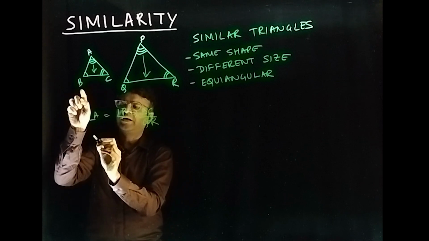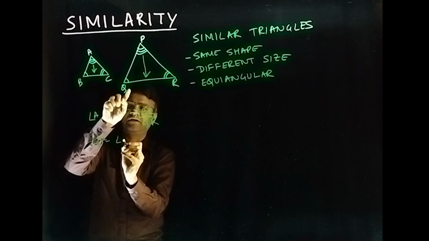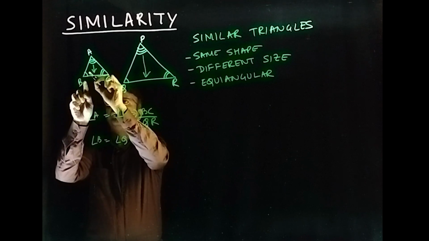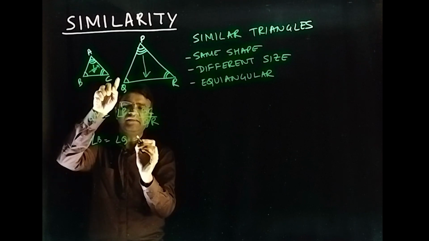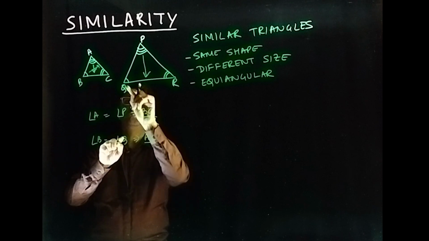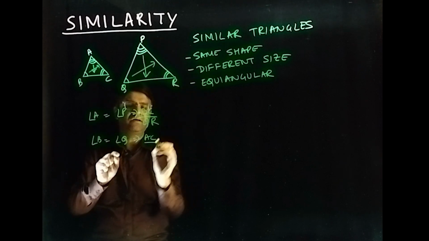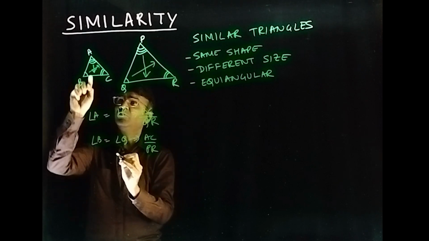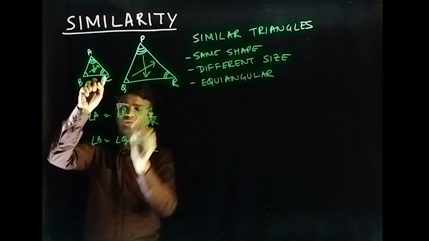Again, I'm going to write angle B equals angle Q. Opposite to angle B, I have the side AC. And opposite to Q, I have PR. And what else? Angle C equals angle R.